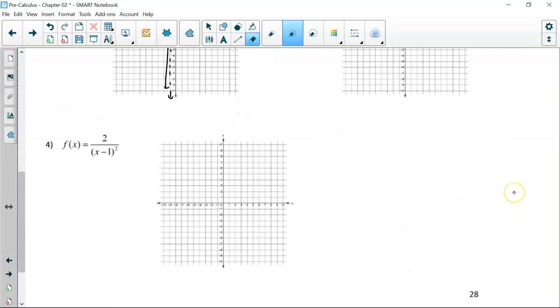Number 4. To find out what we can have for x, set x minus 1 equal to 0, so x equals 1. We have a vertical asymptote where x equals 1. Now our horizontal asymptote is at y equals 0. Like I said, you're using the graphing calculator to come up with these. And the graph is interesting looking. It looks like this.